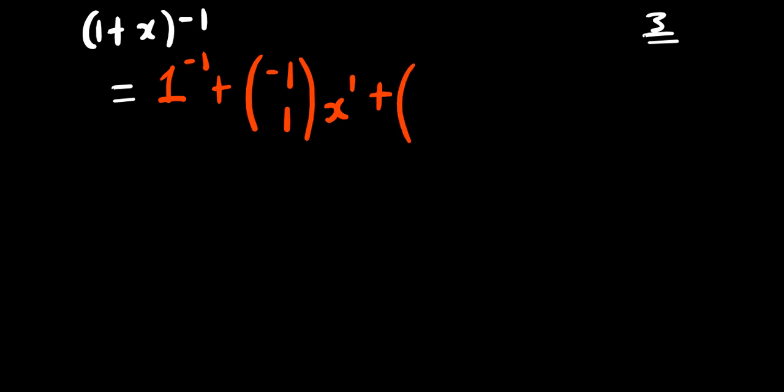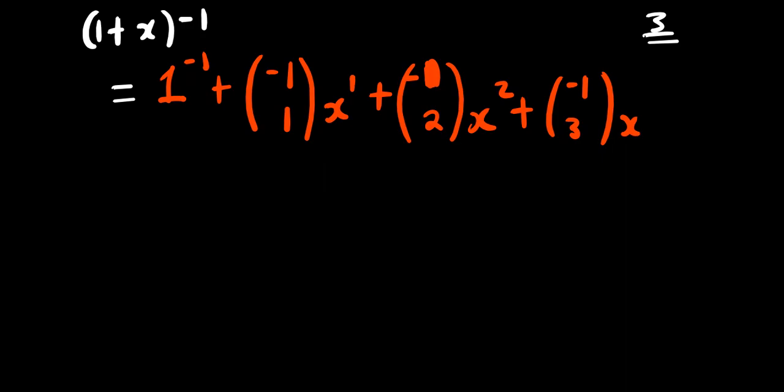Then you go to the third term, n choose 2. This will be x to the power 2, plus, and you're going to go all the way to infinity, but for this case let's end at 3. So I have negative 1 choose 3, with x to the power 3, plus, and this thing continues like that.